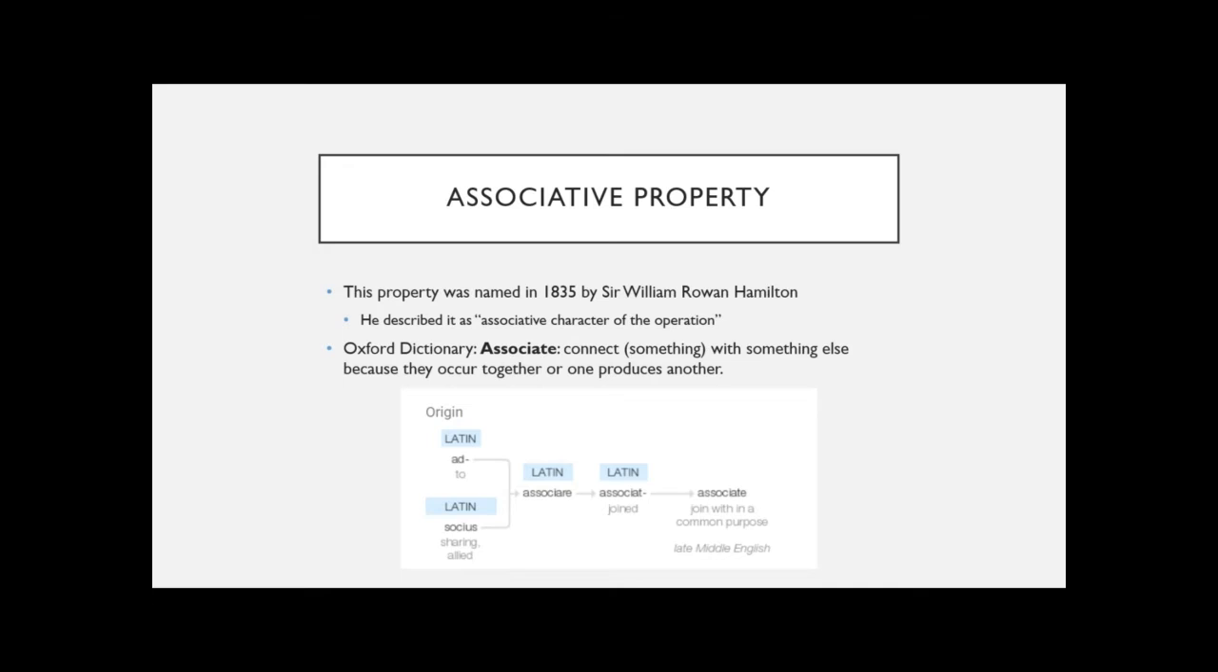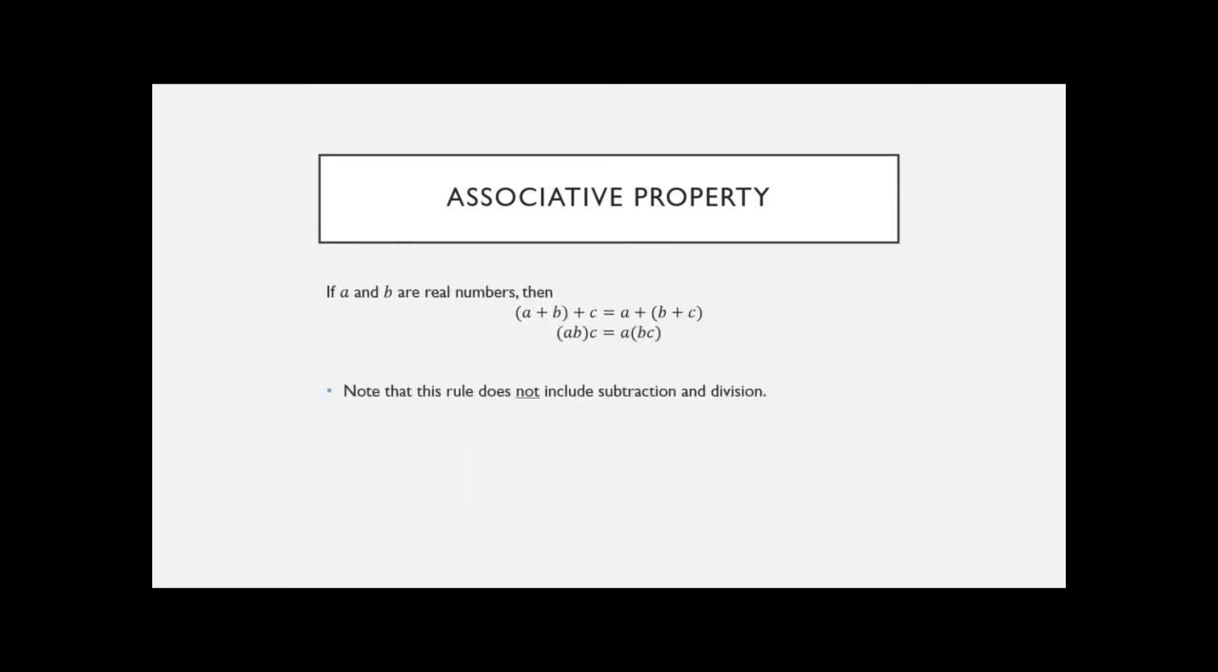And a lot of these words actually come from usually Latin or Greek. So if you look up the origin of the word, it does come from Latin, which basically means join with a common purpose. So what the associative property does is group things. So we're allowed to group things together. So that's where the meaning of connecting or joining comes in. So that's what the associative property means, and that's why it's called what it's called.